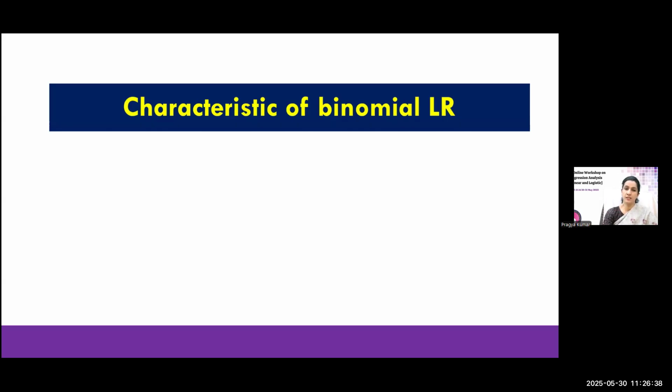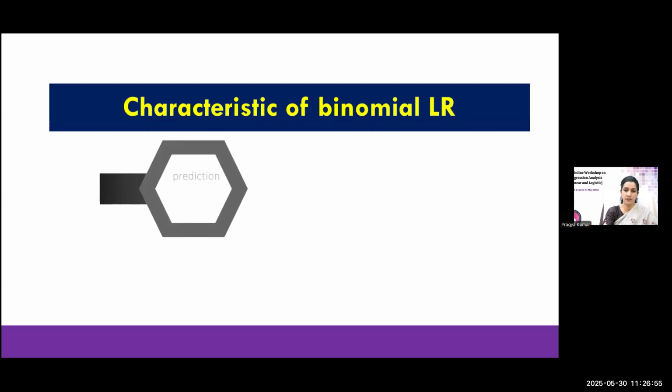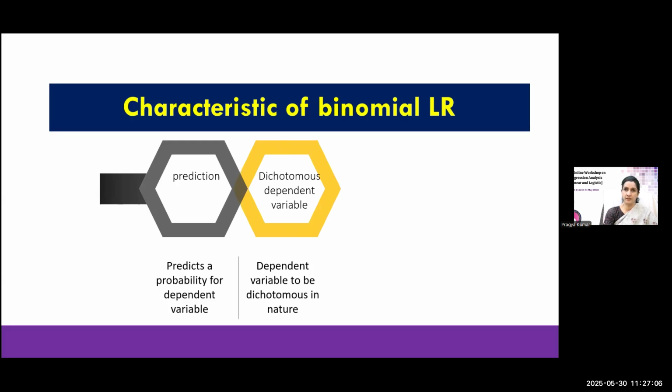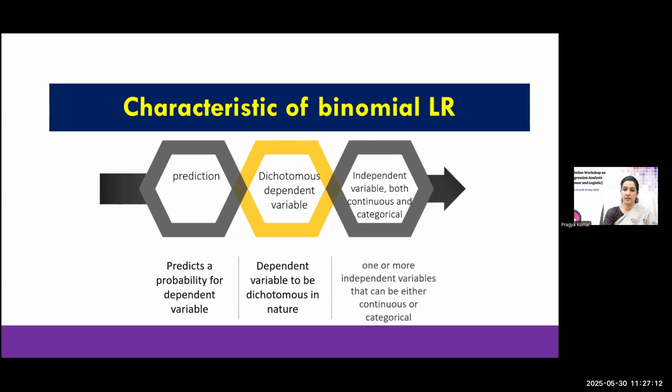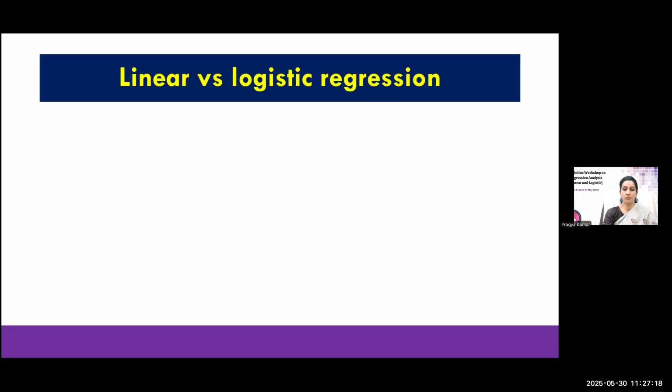So what are the characteristics? Why binomial? Because the dependent variable has two levels, 0 and 1, like in all the previous examples you have seen, yes and no, yes and no. Since there are two levels of a dependent variable, its name is binomial logistic regression. It is generally used in prediction because it predicts a probability for a dependent variable, which is dichotomous, with two levels, and the independent variable can be both continuous and categorical, with two levels or more than two levels.